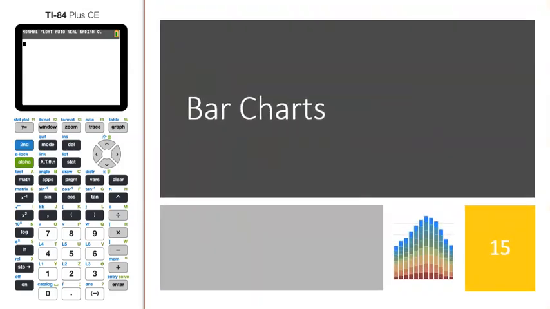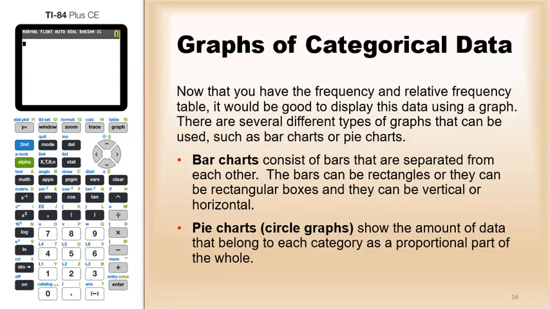Once we've created our frequency table, the next step would be to graph the categorical data. Again, there are several ways you can do a graph. The most common are bar charts or pie charts, and they pretty much are just like they sound. Bar charts consist of bars or rectangles, and generally the bars are separated from each other. There are spaces between each bar. Bars can be rectangles, or they can be rectangular boxes, and they can be vertical or horizontal.